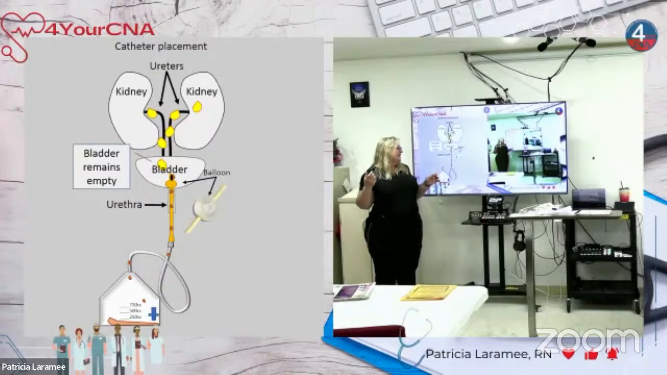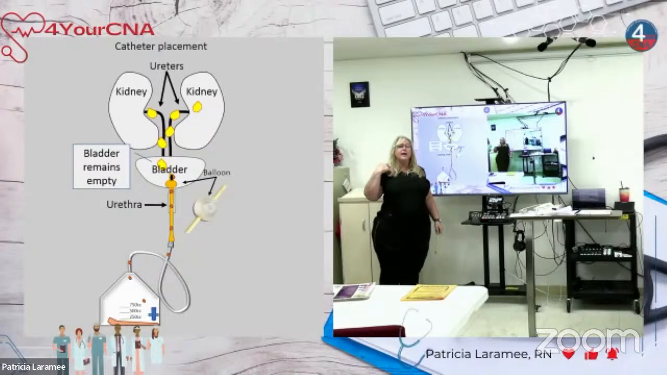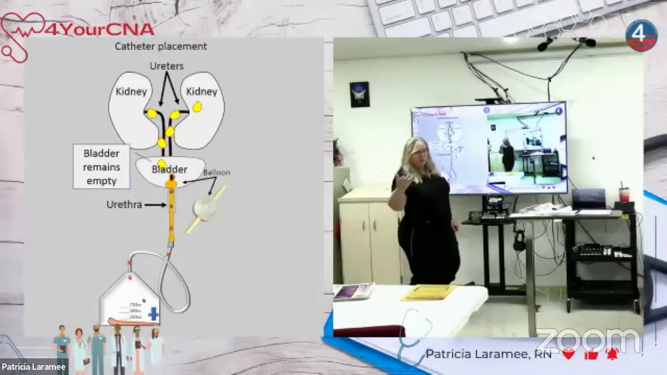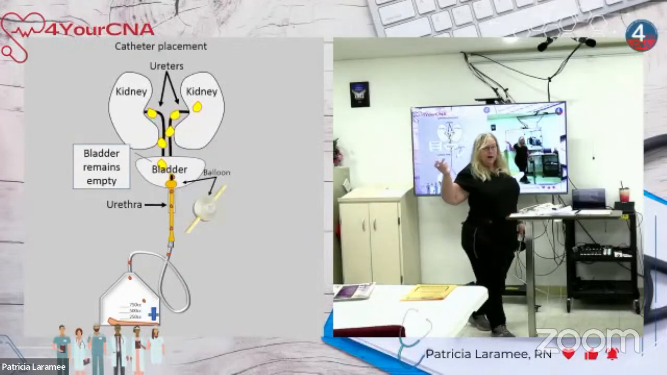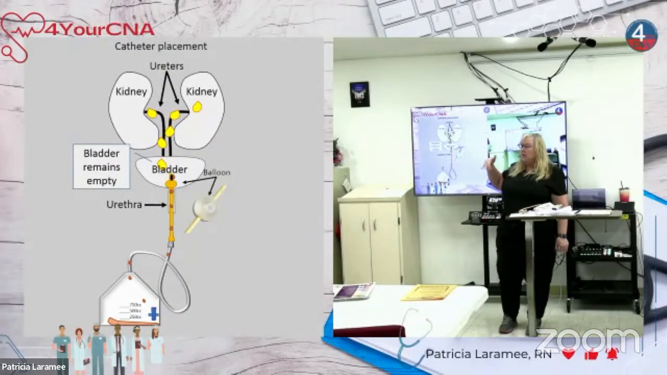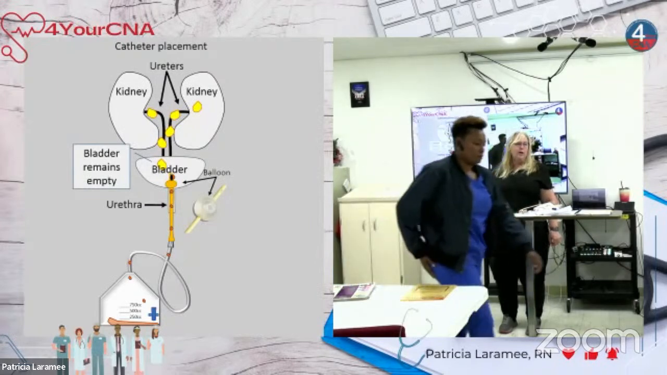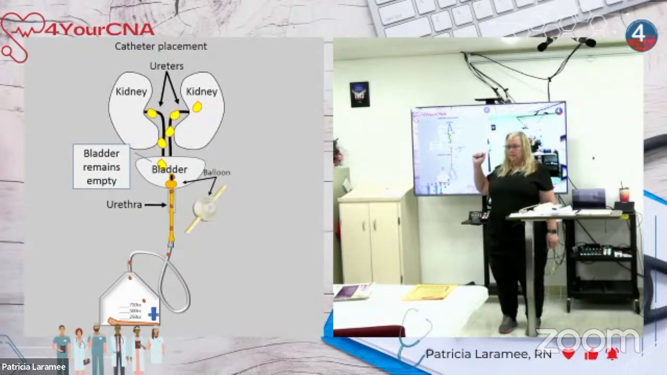Now, we don't use catheters unless we absolutely, positively have to use a catheter. If this urine has any other way of getting out of the body, we'll take it. We don't want to use catheters just for convenience. So if I have an incontinent patient, well, that urine's coming out by itself. I don't need to be involved in that, so I don't need to worry about having a catheter. We don't use them for convenience.